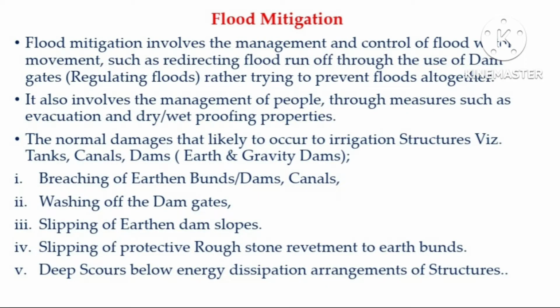Flood mitigation. Flood mitigation involves the management and control of floodwater movement, such as redirecting flood runoff through the use of dam gates, rather than trying to prevent floods altogether. It also involves the management of people through measures such as evacuation and dry or wet proofing properties. Normal damages likely to occur to irrigation structures include breaching of earthen bunds or dams and canals, washing away of dam gates, slipping of earthen dam slopes, slipping of protective rough stone revetment of earth bunds, and damage to below-energy dissipation arrangements of structures.